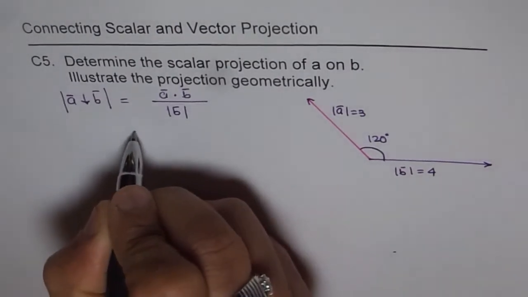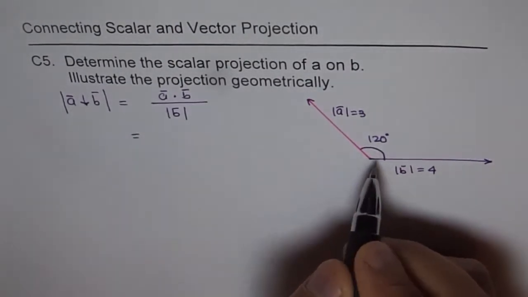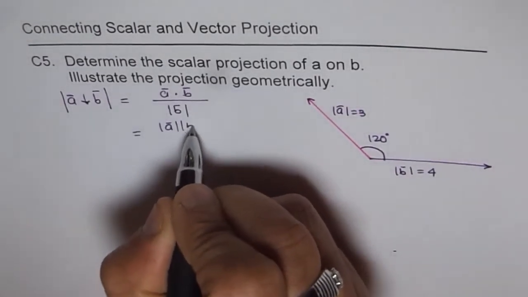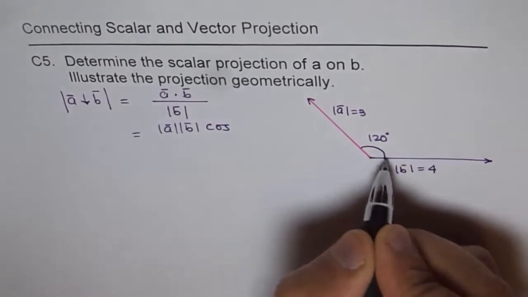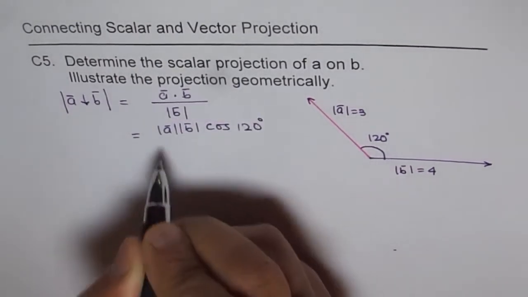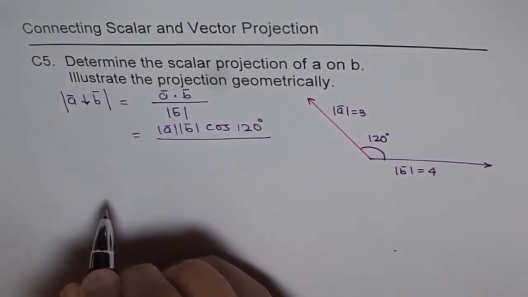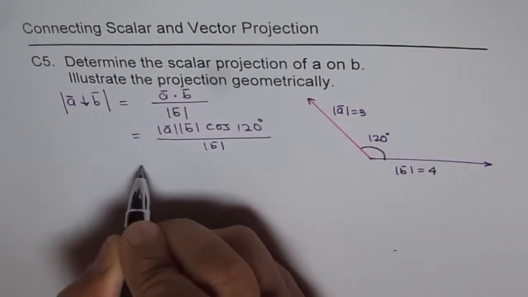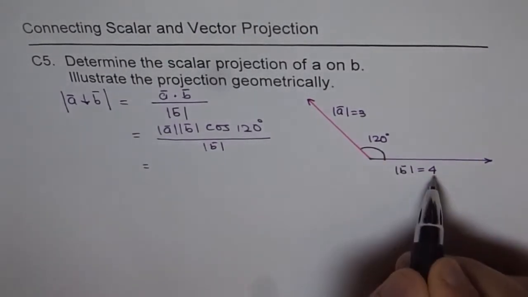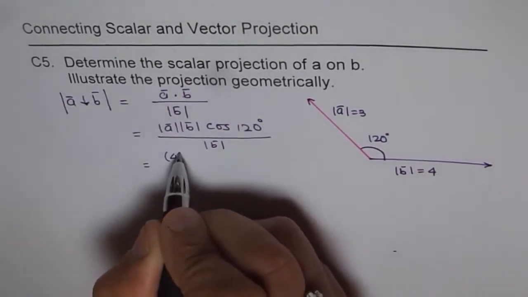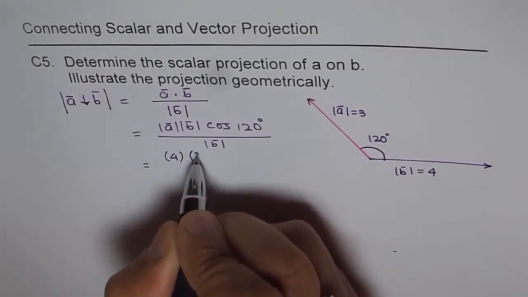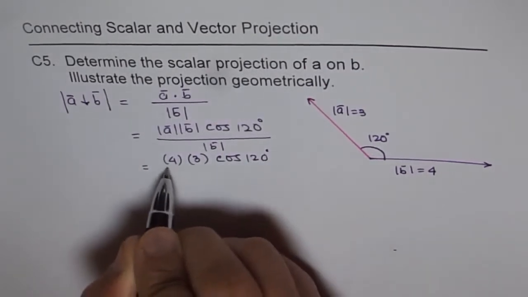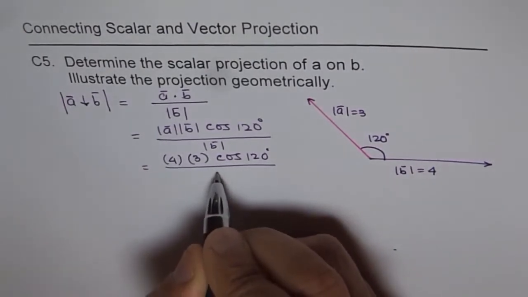And as you know, what is the dot product between A and B? In this case, since we are given the angle, it's better to write this as the product of their magnitudes times cosine of the angle between them, which is 120 degrees, divided by the magnitude of vector B, right? So that gives us magnitude of A is 3, and then we have 4 here. Let me write 3 now. Cos of the angle between them, 120 degrees, divided by the magnitude 4.